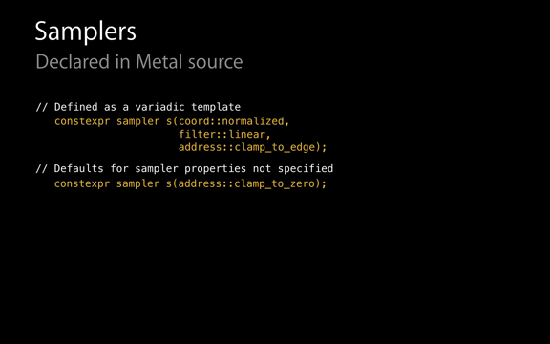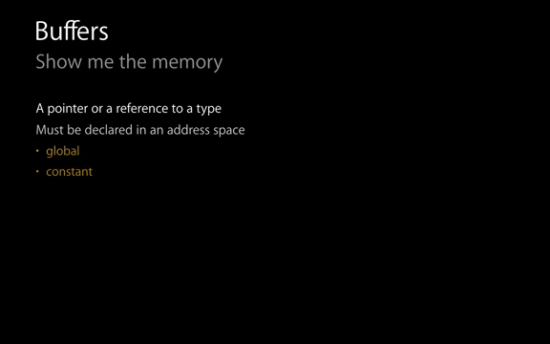So you can choose to pass them as an argument, or you can choose to declare them in your source, depending on your needs. All right, so last of the types. Buffers is just, as Jeremy mentioned, a bag of bytes. And so you just pass a pointer or a reference to this type. And notice in the first slide, I had this global qualifier. Well, let's talk about that now.